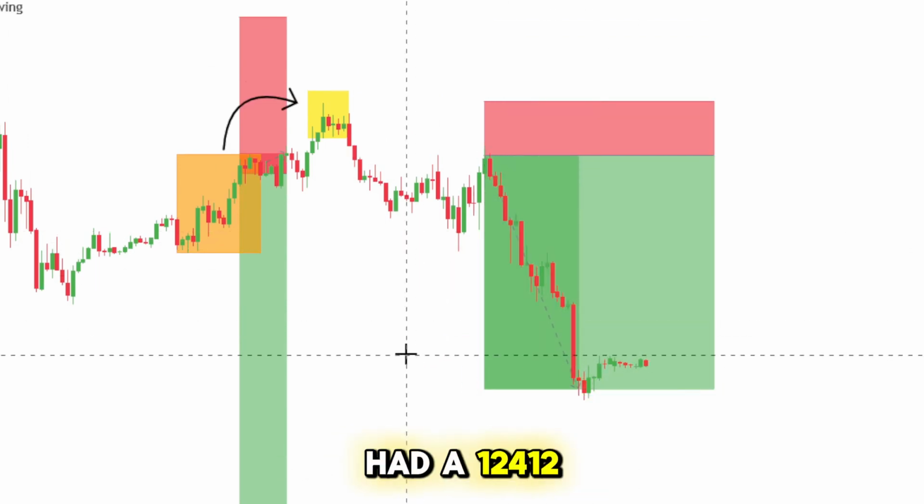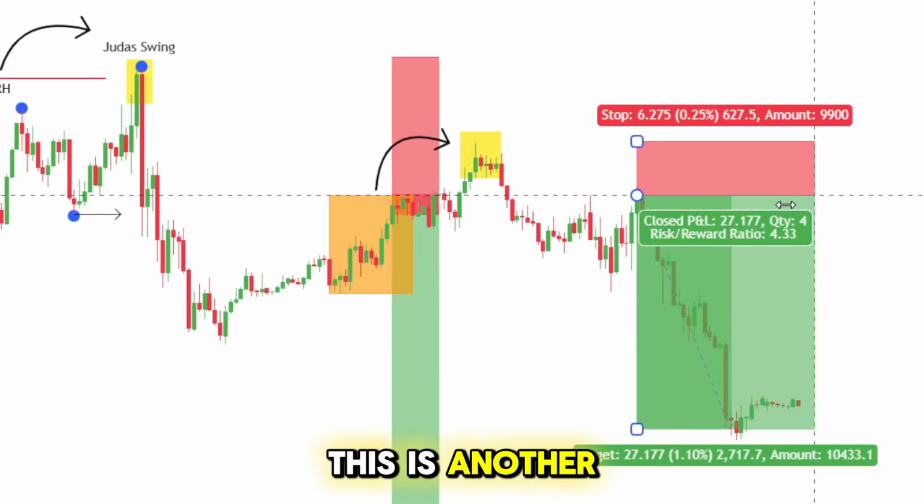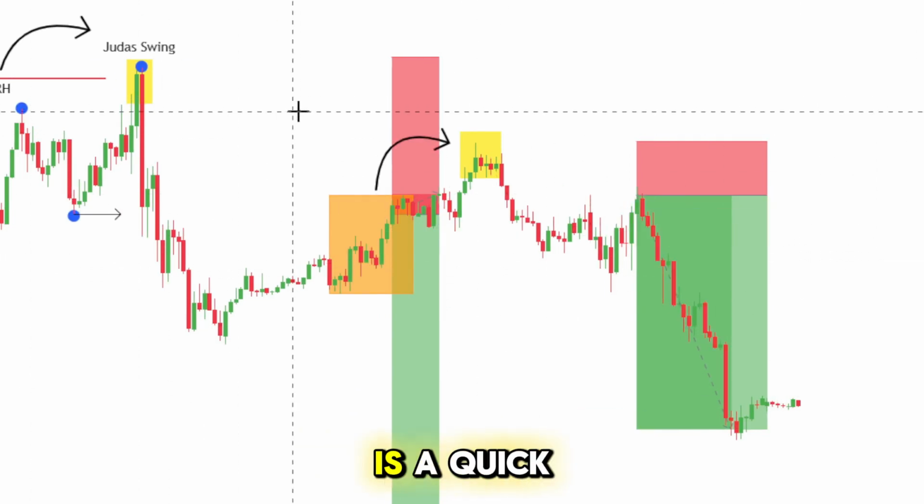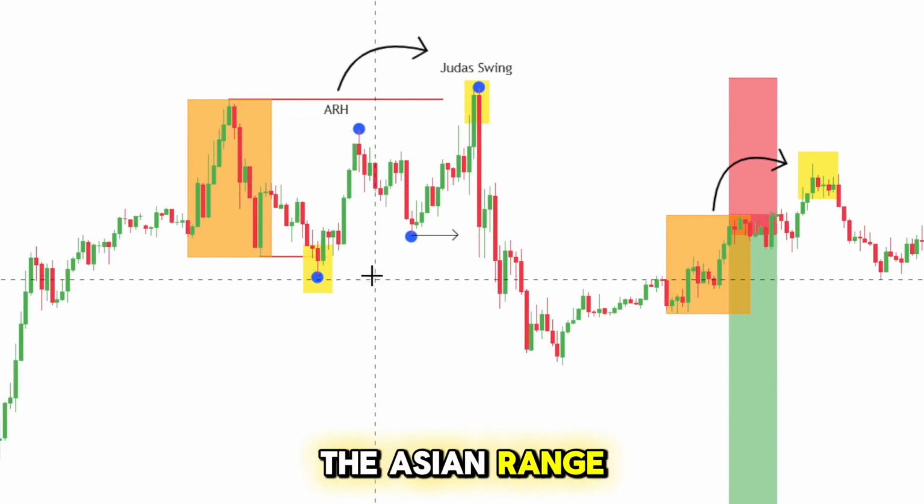And again, we had a 1 to 4, 1 to 3 hour trade over here, right? So this is another re-entry that I wasn't particularly looking at. I'm still in this trade over here. But again, this is a quick overview as to how you can use the Asian range to your advantage.